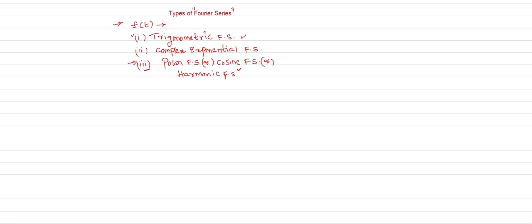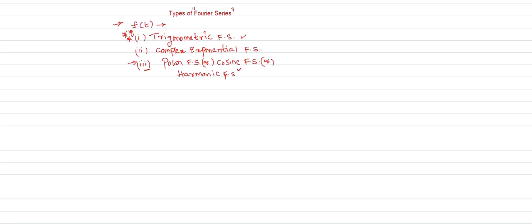This representation is not that much important. Polar representation is not that much important because it is only the modification of the first one, which is your trigonometric Fourier series expansion. So from the examination point of view, your trigonometric Fourier series expansion is very, very important for the problem point of view.